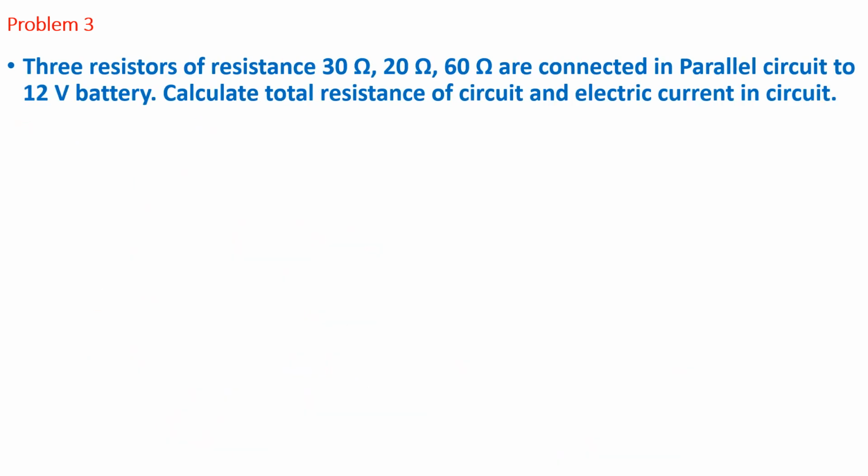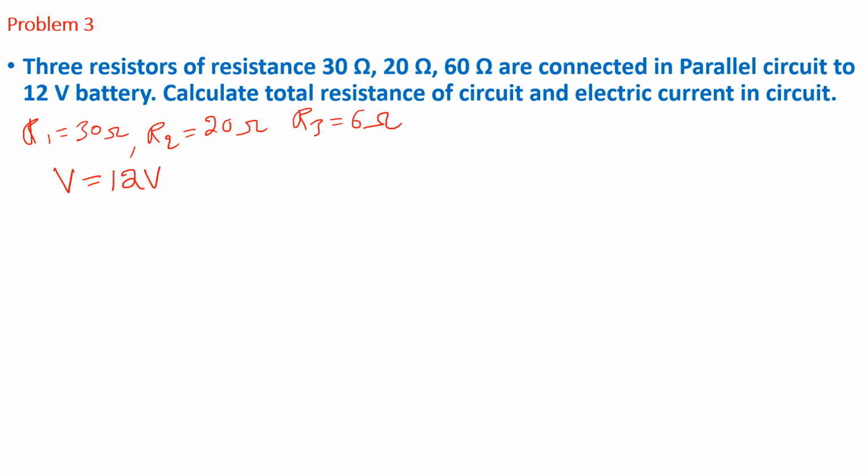The third question is, three resistors of resistance 30, 20 and 60 ohm. So given values are, R1 is equal to 30 ohm, R2 is equal to 20 ohm, and R3 is equal to 60 ohm. They are connected in parallel to a 12 volt battery. That means potential difference is given, that is 12 volt. Calculate the total resistance of the circuit and the electric current in the circuit.